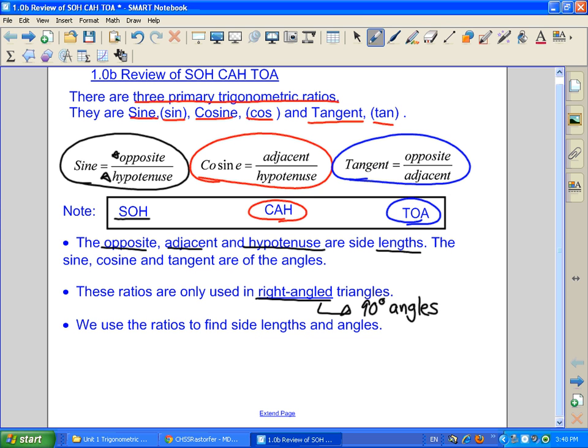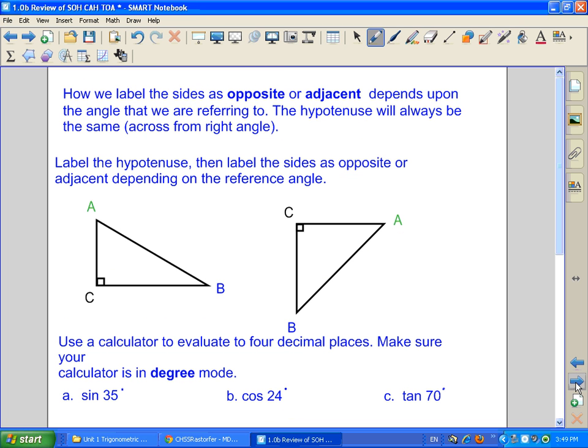All right, and we use ratios to find side lengths and angles. So again, if you have any two pieces of information for a right triangle, then you can find the third or solve all of the important information in a right triangle. Okay, what's important, ladies and gentlemen, is how we label our sides. And the confusing part tends to be the opposite or the adjacent side.